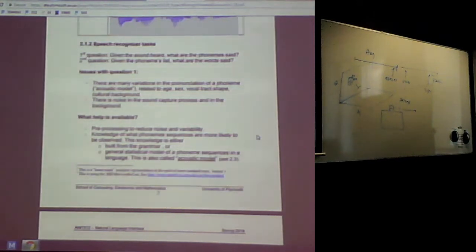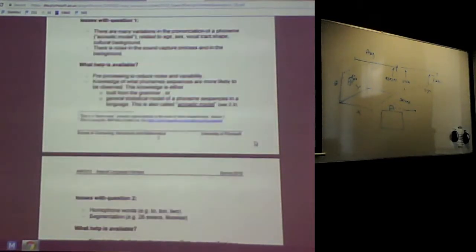And the issue with question one, given the sound heard, what's the phoneme? Actually, there are many ways of saying the same word, so it's not a one-to-one phoneme mapping. And you have different ages, sexes, vocal tract shapes, and so on. And then there's also noise in the system. So how can we simplify task one?